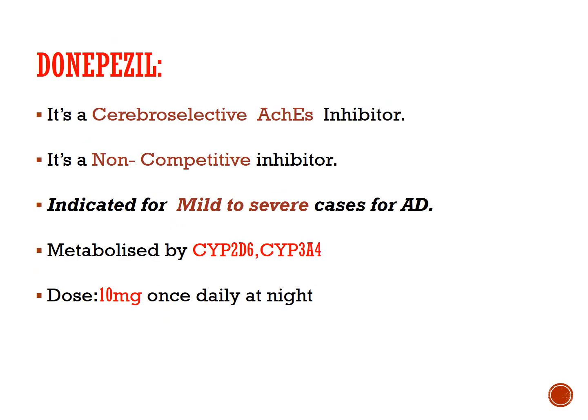The next cerebroselective acetylcholinesterase inhibitor is donepezil. It's also a non-competitive inhibitor and it's indicated for mild to severe cases of Alzheimer's disease. Just like the other drugs, this drug is also metabolized by cytochrome enzymes, mainly P2D6 as well as P3A4, and we use this drug as a single dose administered at night.